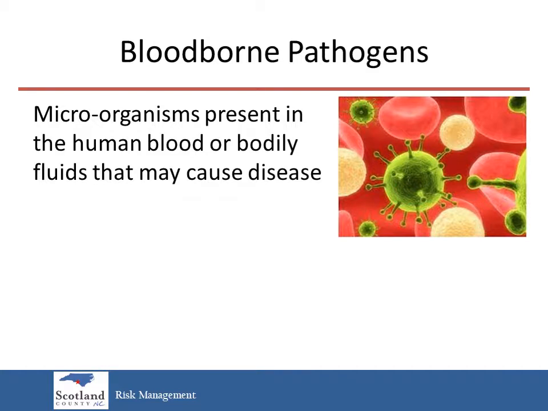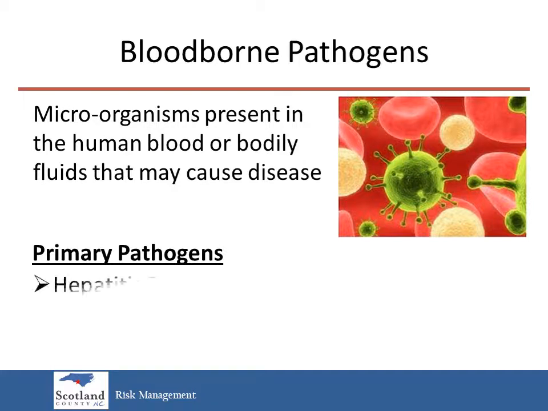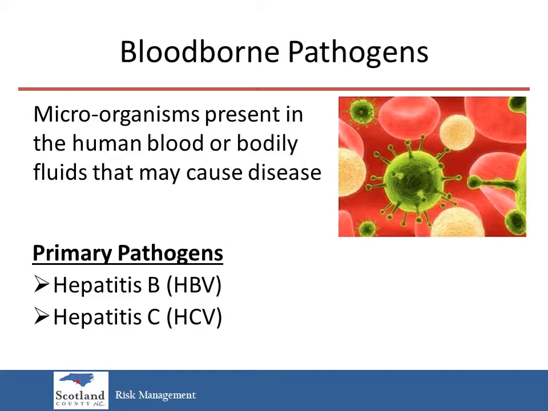Bloodborne pathogens are microorganisms present in human blood or bodily fluid that may cause disease. We cannot see these pathogens, therefore we don't know if they are present. The primary pathogens are HBV, HCV, and HIV.